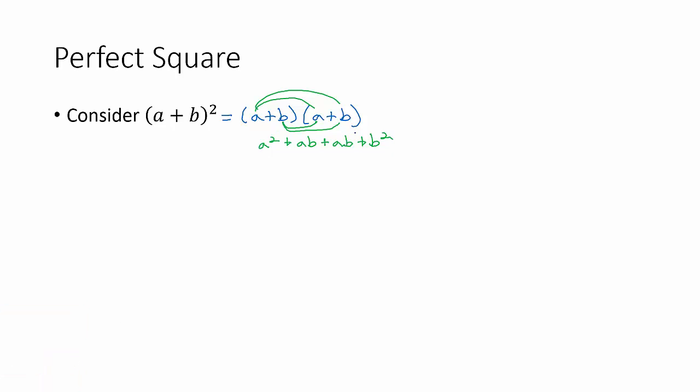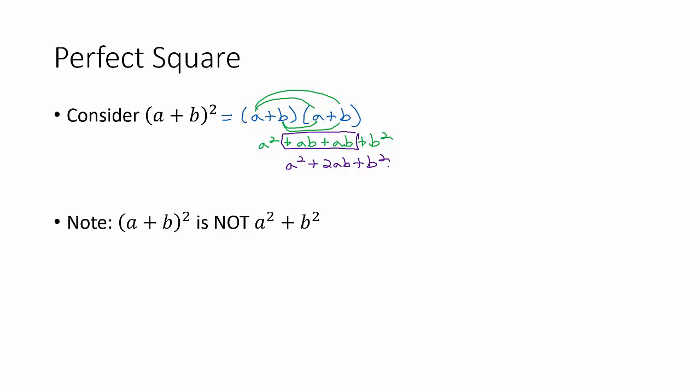Now, when we combine the like terms in the middle, this time they don't go away. Instead, we have 2 of those ab's. So we have a squared plus 2 of those ab's plus b squared. So when we square the binomial, we end up with the first term squared, twice the product, and the square of the last term. Really important, I want to note that it is not a squared plus b squared. We do not distribute that squared through.